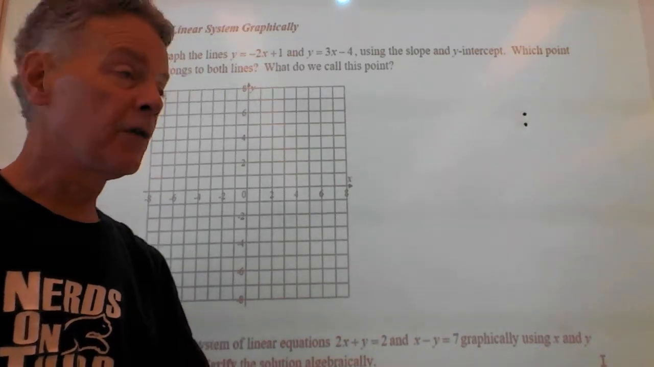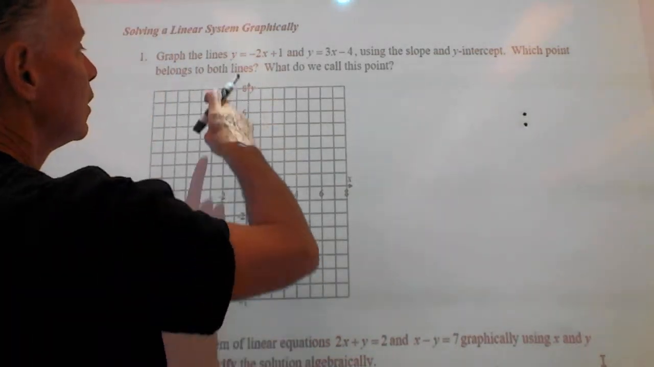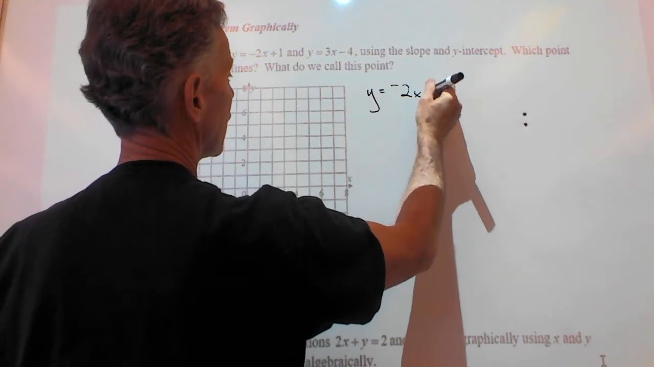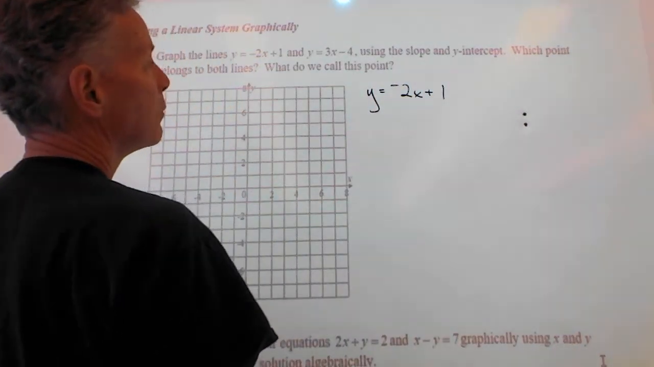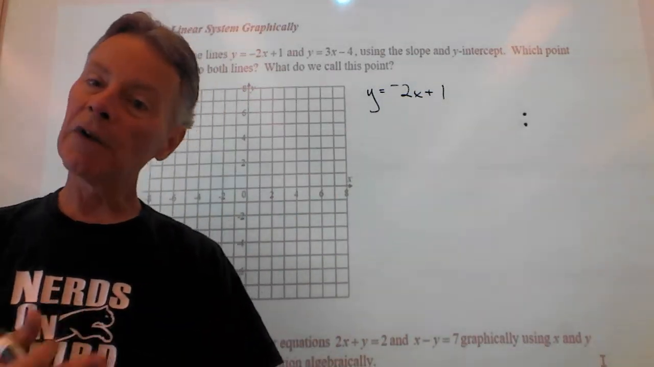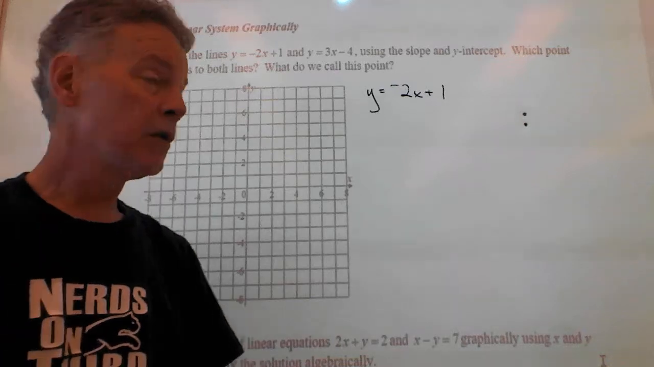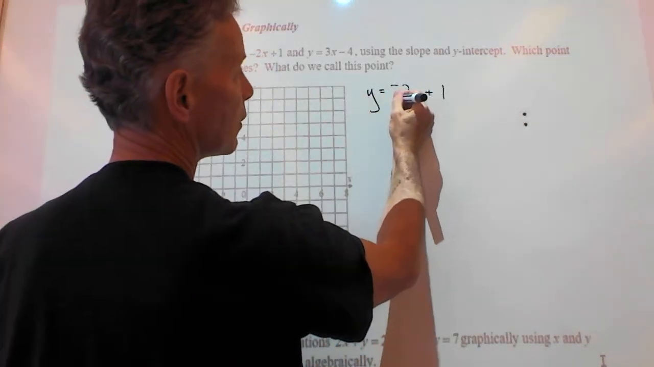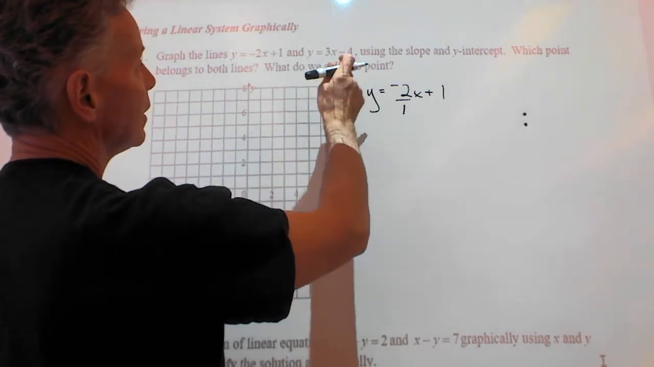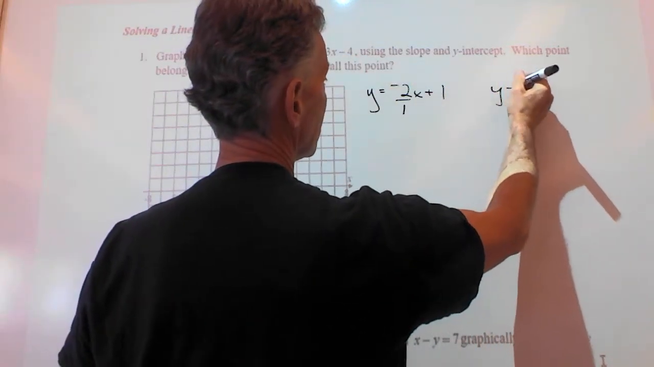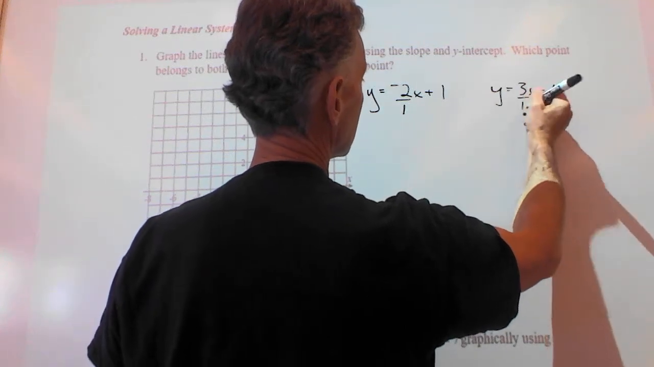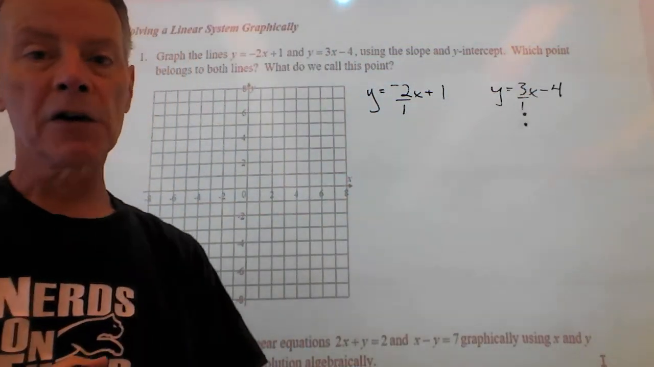So we'll graph them first. Okay? So for our first one, y equals negative 2x plus 1. Remember, when it's in this slope-intercept form, it is very simple to graph. Okay? I'm going to write the slope as a fraction. Our second line is y equals 3x minus 4. And again, I'll just write the slope as a fraction.